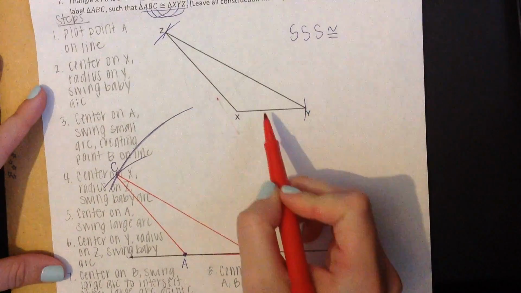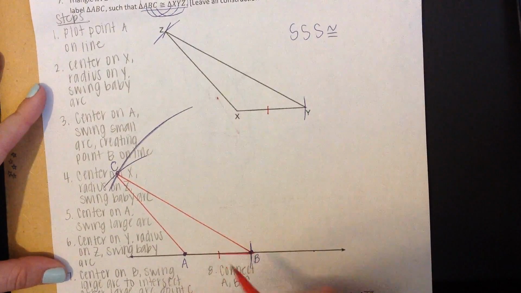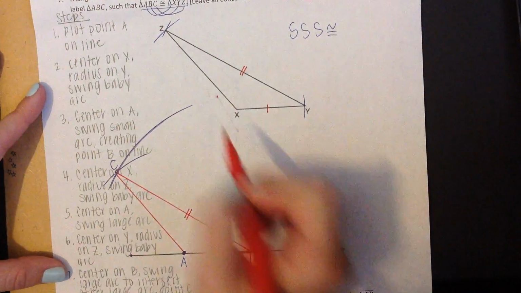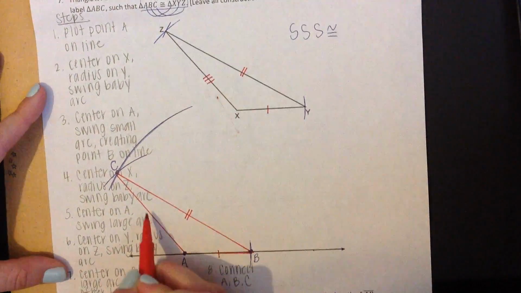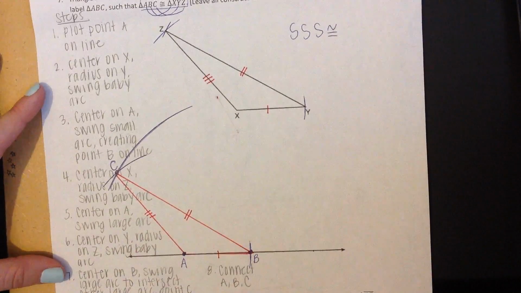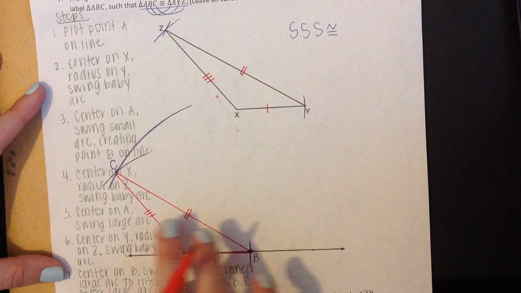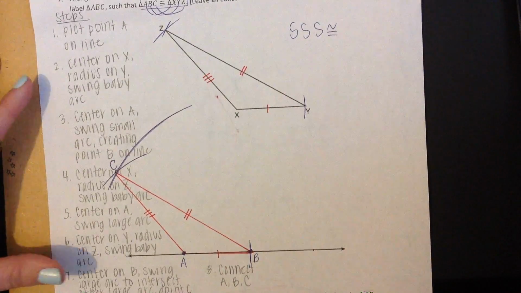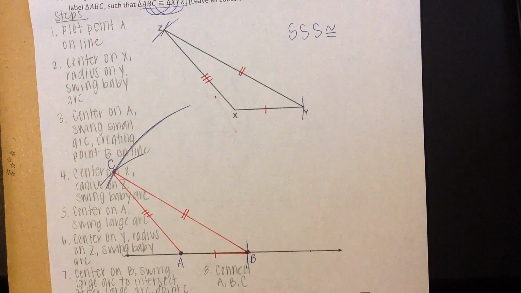So now again, XY is congruent to AB, BC is congruent to YZ, and XZ is congruent to AC. You do not have to put these congruence marks on there, but it just justifies why we're proving that these triangles are congruent by side, side, side.